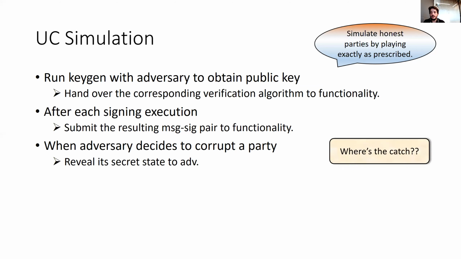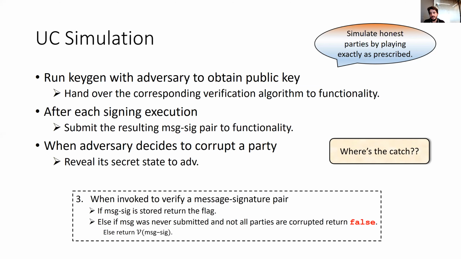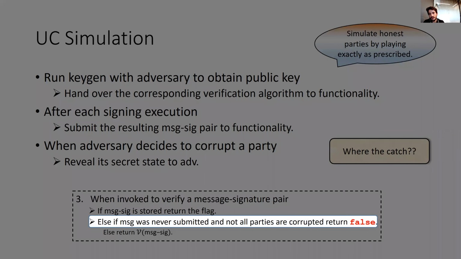Good. At this point, you're probably wondering, where's the catch? It cannot be this simple, and it's not. The catch, as always, is in the fine print. So earlier, I made a big fuss about the verification process in the ideal threshold signature functionality, and how it captures the unforgeability.